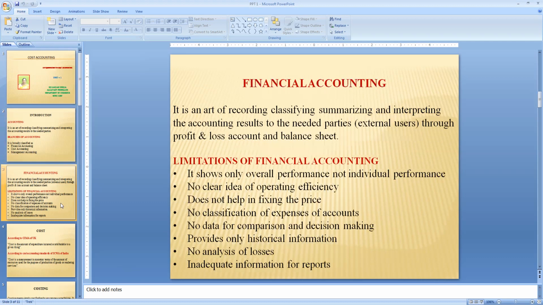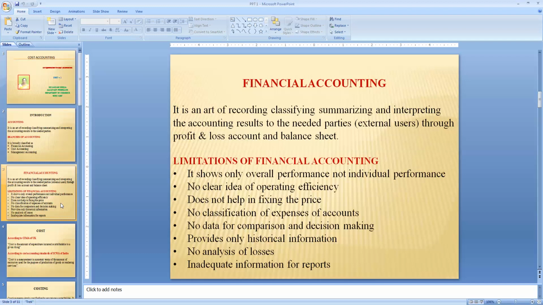We know that cost accounting is a branch of accounting which has been developed due to the limitations of financial accounting. What do you mean by financial accounting? It is nothing but an art of recording, classifying, summarizing, and interpreting the accounting results which are needed by external users through the profit and loss account as well as the balance sheet. This financial accounting is primarily concerned with record keeping, directed towards the preparation of the profit and loss account and the balance sheet. It provides information regarding the profit and loss of the business enterprise and also its financial position on a particular date.